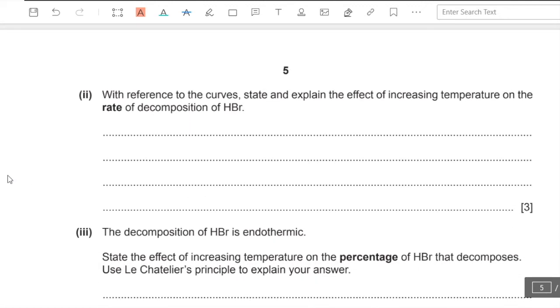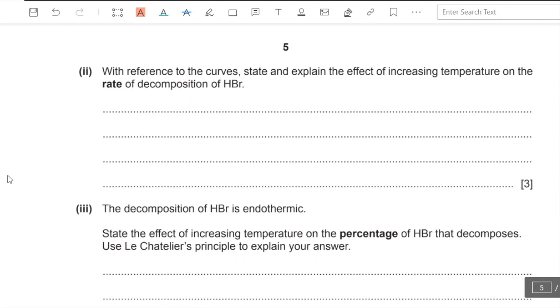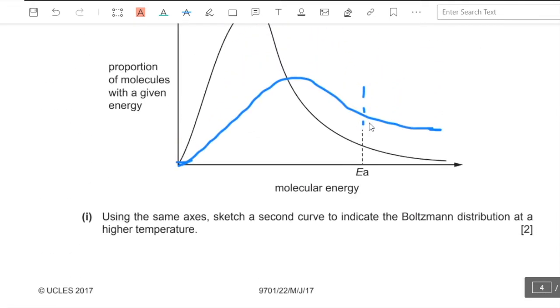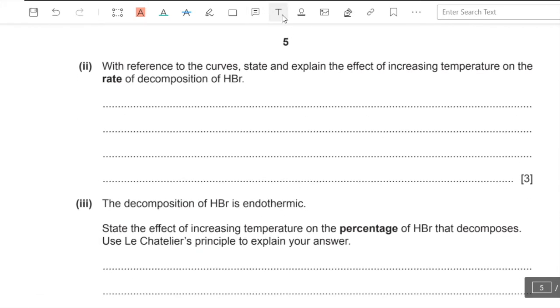2. With reference to the curves, state and explain the effect of increasing temperature on the rate of decomposition of hydrogen bromide. So first off, the rate increases because reactant particles have greater kinetic energy, so they move faster and collide more frequently. And as you can see over here, a greater proportion of molecules has energy greater than activation energy. Earlier, there were only a few molecules, however, now there are more of them with energy greater than activation energy, and because of that they are able to collide with enough energy that leads to a reaction.